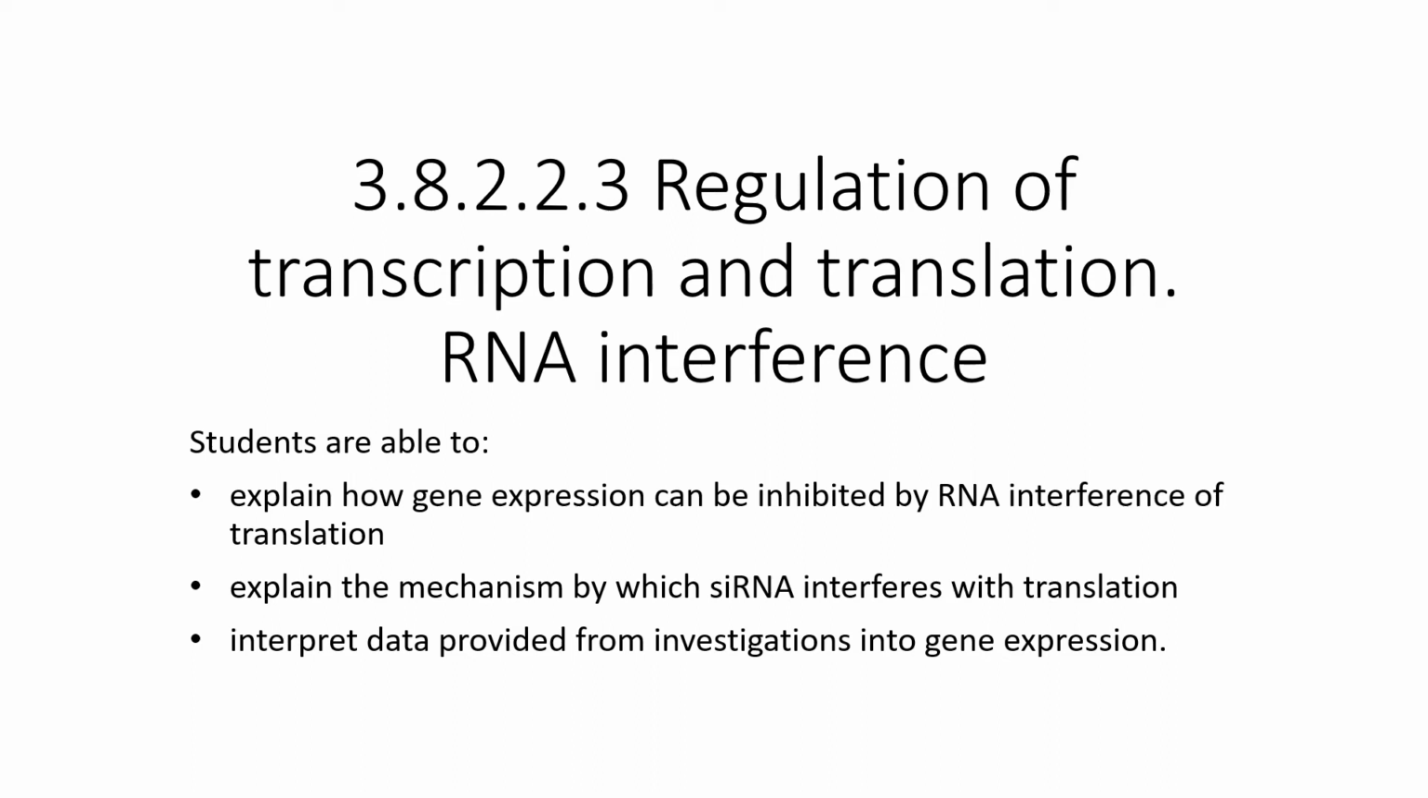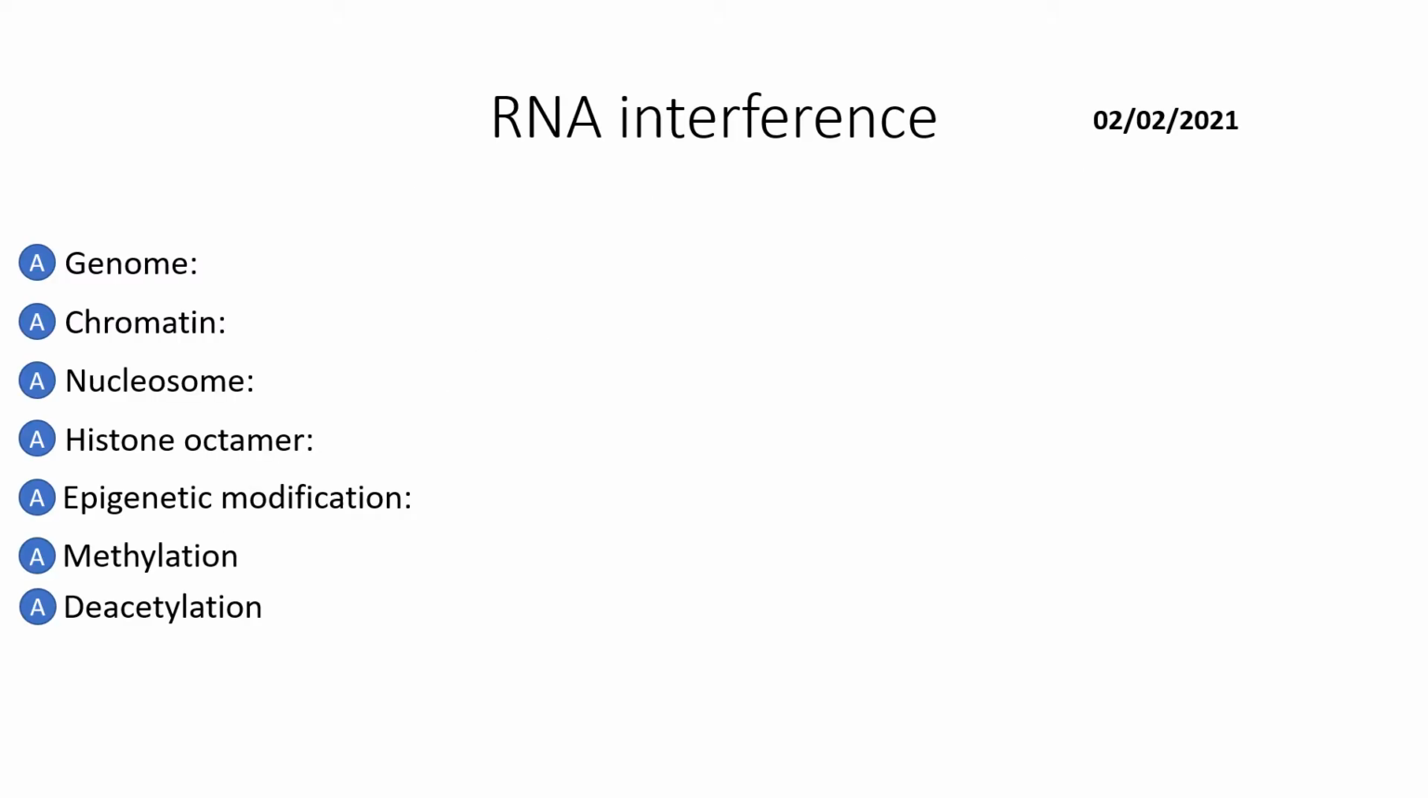This is an A-level biology presentation looking at RNA interference. There's a number of terminologies you need to be aware of when talking about DNA and epigenetics. Each of the words and phrases in front of you should be familiar with. Come up with a definition for each one. Pause the presentation, get your answers, and when you're ready you can restart the presentation.